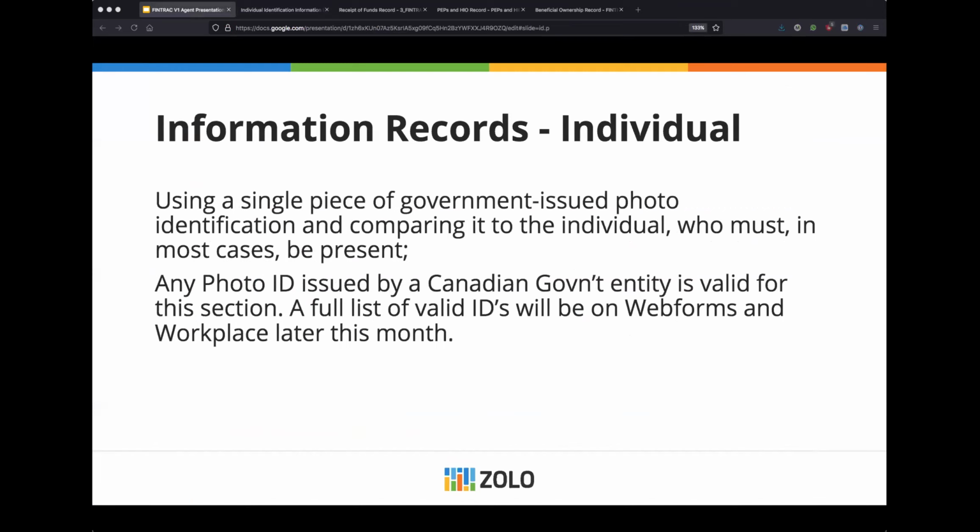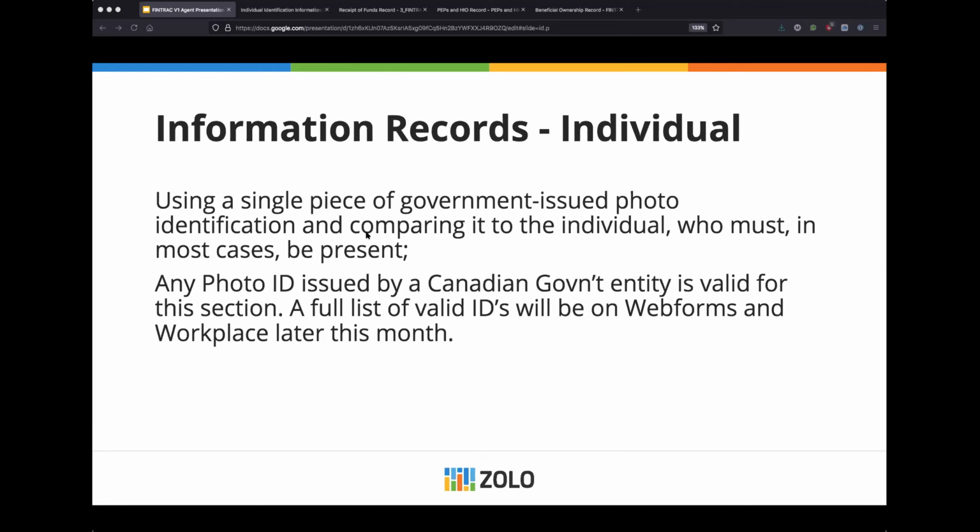So using a single piece of government issued photo ID and comparing it to the individual, who must in most cases be present. For the purposes of risk assessment, we are assuming that you are meeting these people either in person or through some kind of video meeting prior to conducting the transaction on their behalf.